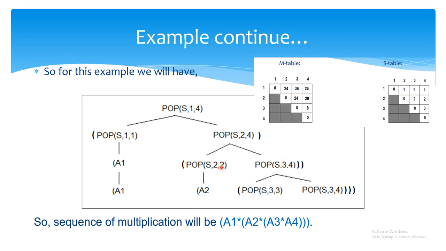Again here you see 2 and 2 means i is equal to j. So again opening bracket and you have to print a2. So this opening bracket we are writing as it is, right? So if you just write down this sequence as it is, this will be the solution.